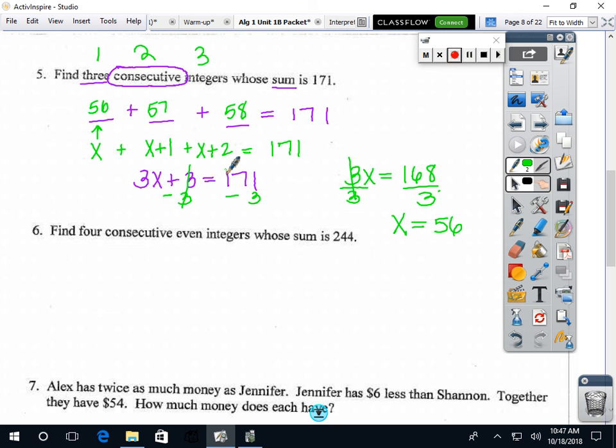Yes. Okay, so go ahead and copy it, and then I want you to start number 6 on your own, but look, this time it's got to be even integers, like 2, 4, 6, 8. So just start it on your own, and then we'll go over it.